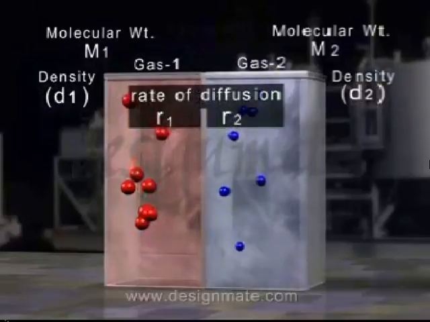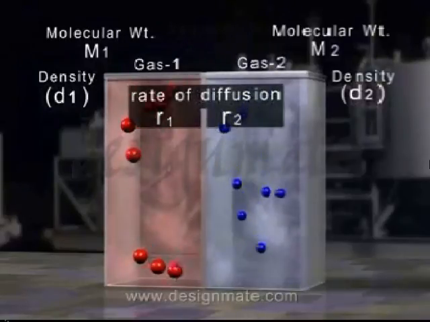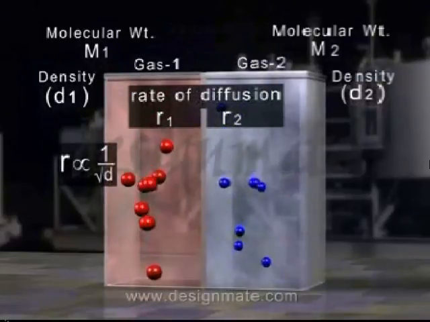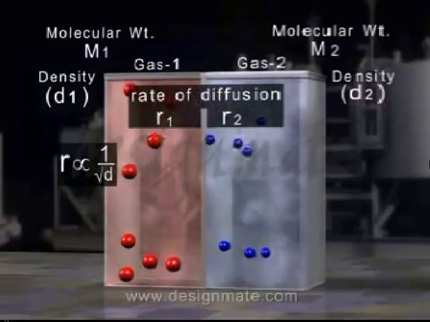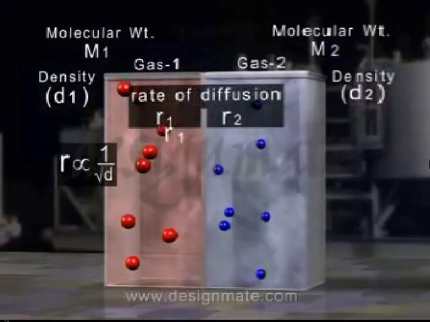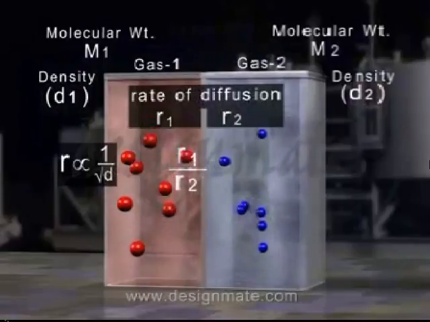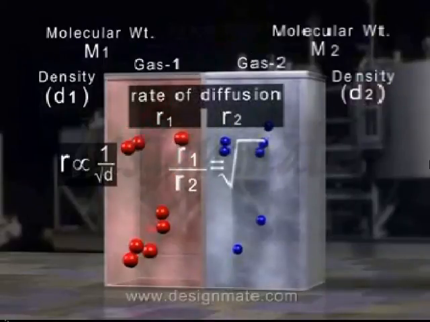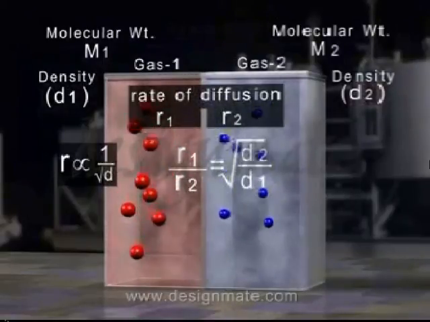According to the law of diffusion, using the equation R is proportional to 1 upon square root of D, we can write R1 upon R2 is equal to square root of D2 upon D1.